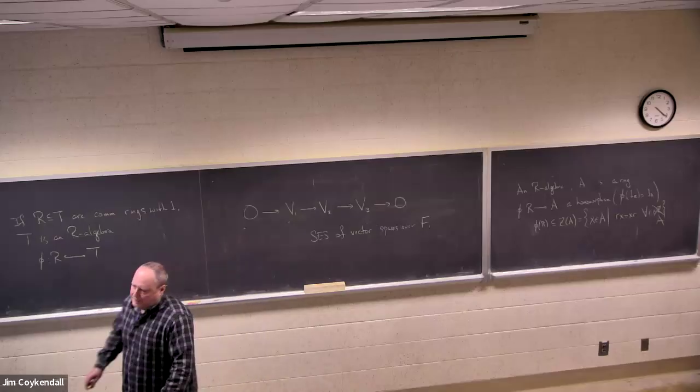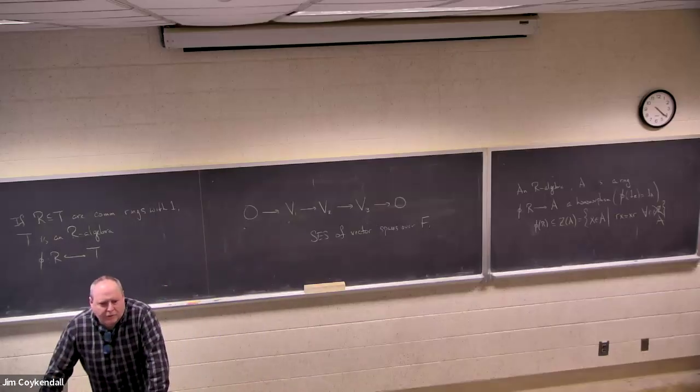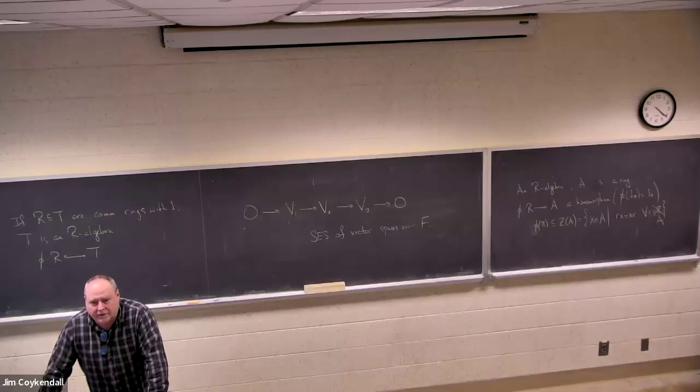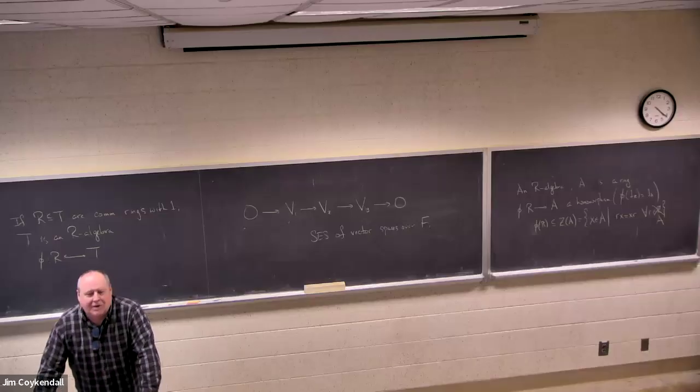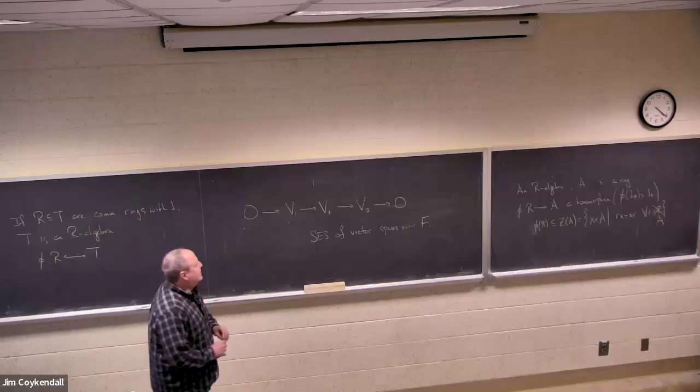Over a field, all modules are free, they're all projective, they're all injective. Free is the obvious part because that's essentially what we define it to be. Projective because any free module is projective. Injective is less obvious, right? I'll talk about this in a moment.